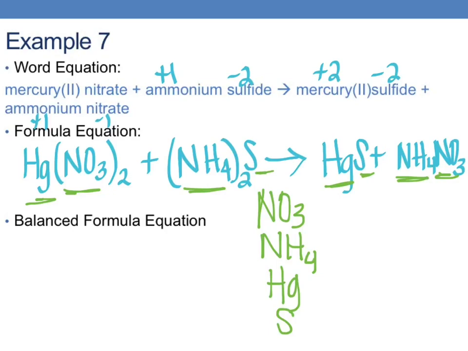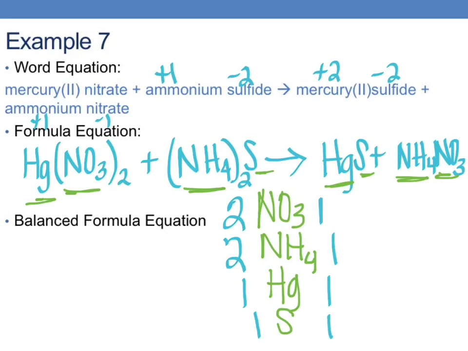So now we start listing. How many NO3s do we have? We have this NO3, and we're keeping it as 1. We have 2 of them. Over here we have only 1. How many NH4s do we have? 2. How many do we have on the other side? 1. How many Hgs do we have on the reactant side? And on the product side? How many sulfurs do we have on the reactant? And on the product?